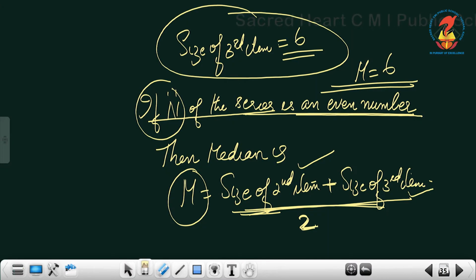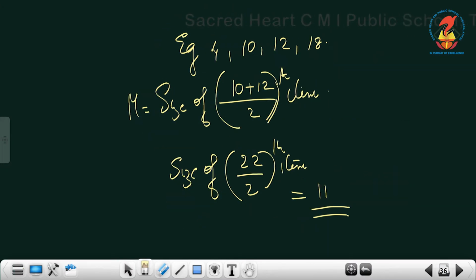Now an example I can show for you. Example, these are the marks given: 4, 10, 12 and 8. Apply the formula. Here you can find n is equal to 1, 2, 3, 4. So if it is size of n plus 1 by 2th item, it becomes 4 plus 1 by 2th item. That means 5 by 2th item. Your answer will be in decimal points.